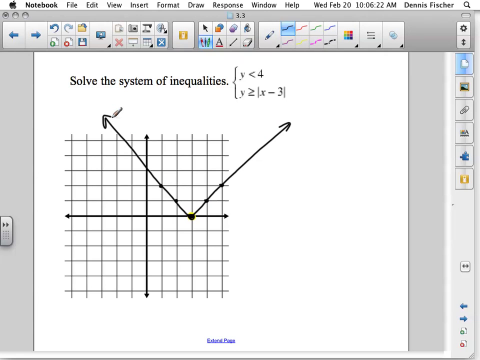Well, which point did I try? 0, 0. It's an easy point to test. My test value. I call it my test value. Try 0, 0. 0 is greater than, let's see, 0 minus 3 is negative 3, absolute value is 3. So 0 is greater than 3? No. So it's not going to be out here, so it's going to be on the inside. So I'm going to shade the inside here.